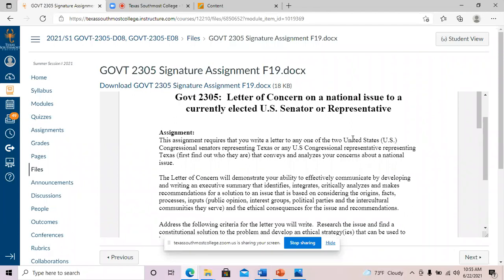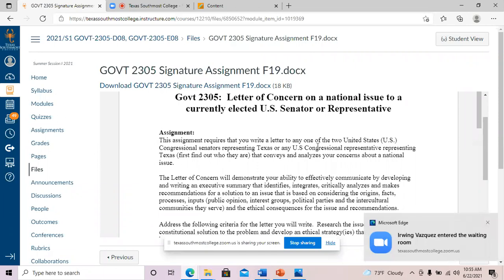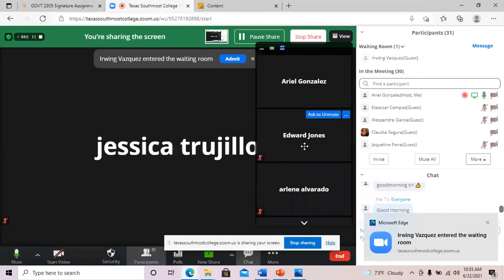But what you're going to do is create this mock letter, and you're going to be sending it to our two U.S. senators, either Ted Cruz or John Cornyn, or you're going to send it to a House member. Again, it doesn't have to be Filemon Vela. The reason why I feel like it would be best for you to do that is, let's say you actually were going to send that letter.